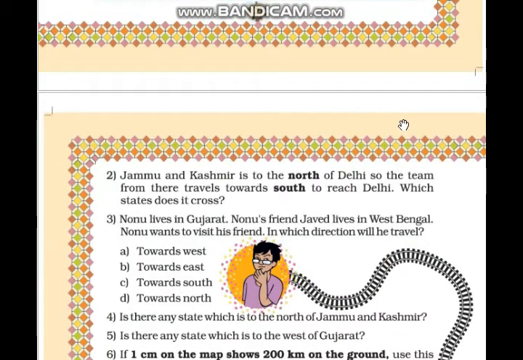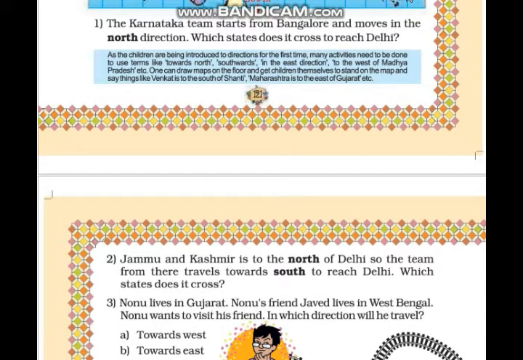Now proceeding further on page number 122. Now let us answer the questions which are given below. Question 1. The Karnataka team starts from Bangalore and moves in the north direction. Which states does it cross to reach Delhi?